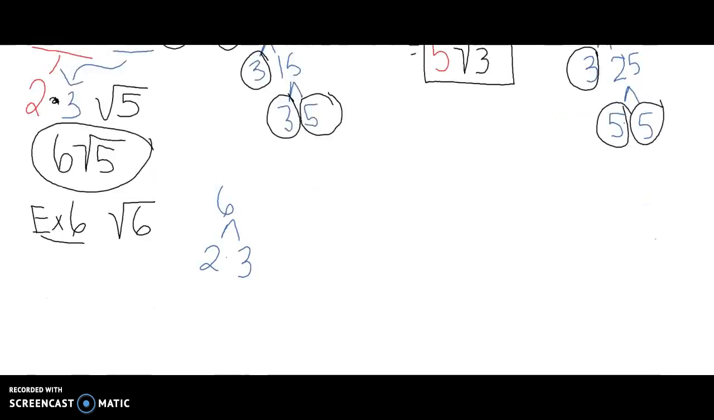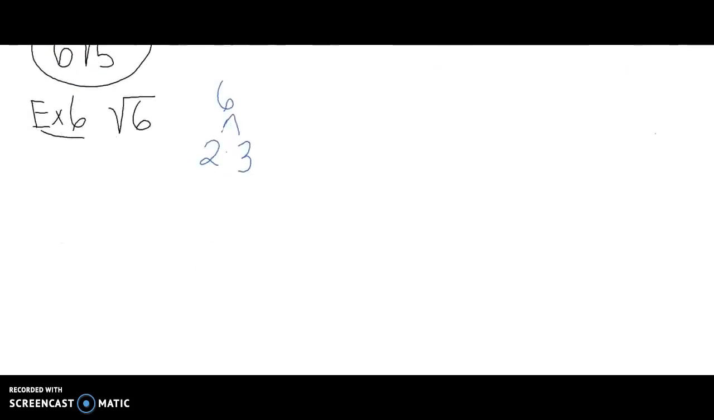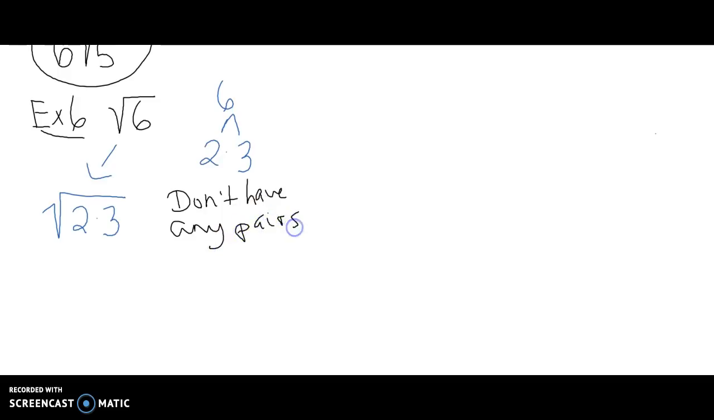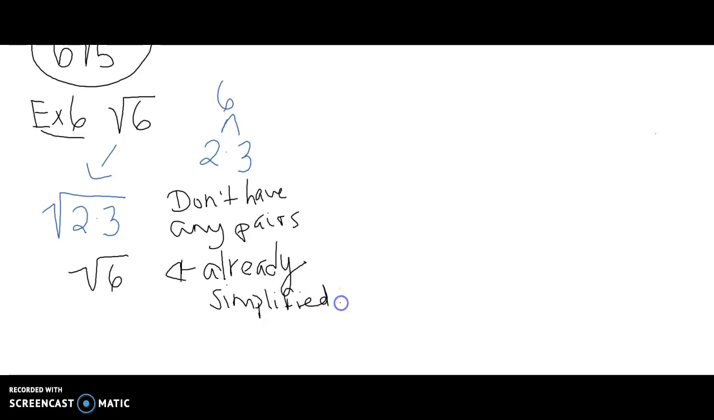So that means that this can be written as the square root of 2 times 3. I don't have any pairs. So the square root of 6 is already simplified. So I can't do anything more.